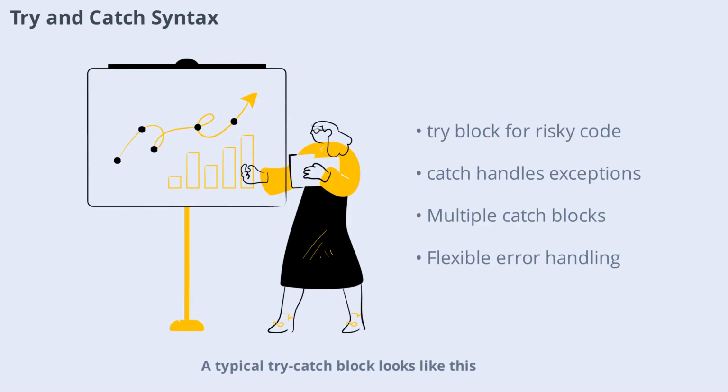A typical try-catch block looks like this. You wrap the code that might cause an error inside a try block. If an exception is thrown, one of the following catch blocks will handle it, depending on the exception type. You can have multiple catch blocks to handle different types of exceptions, making your error handling flexible and precise.